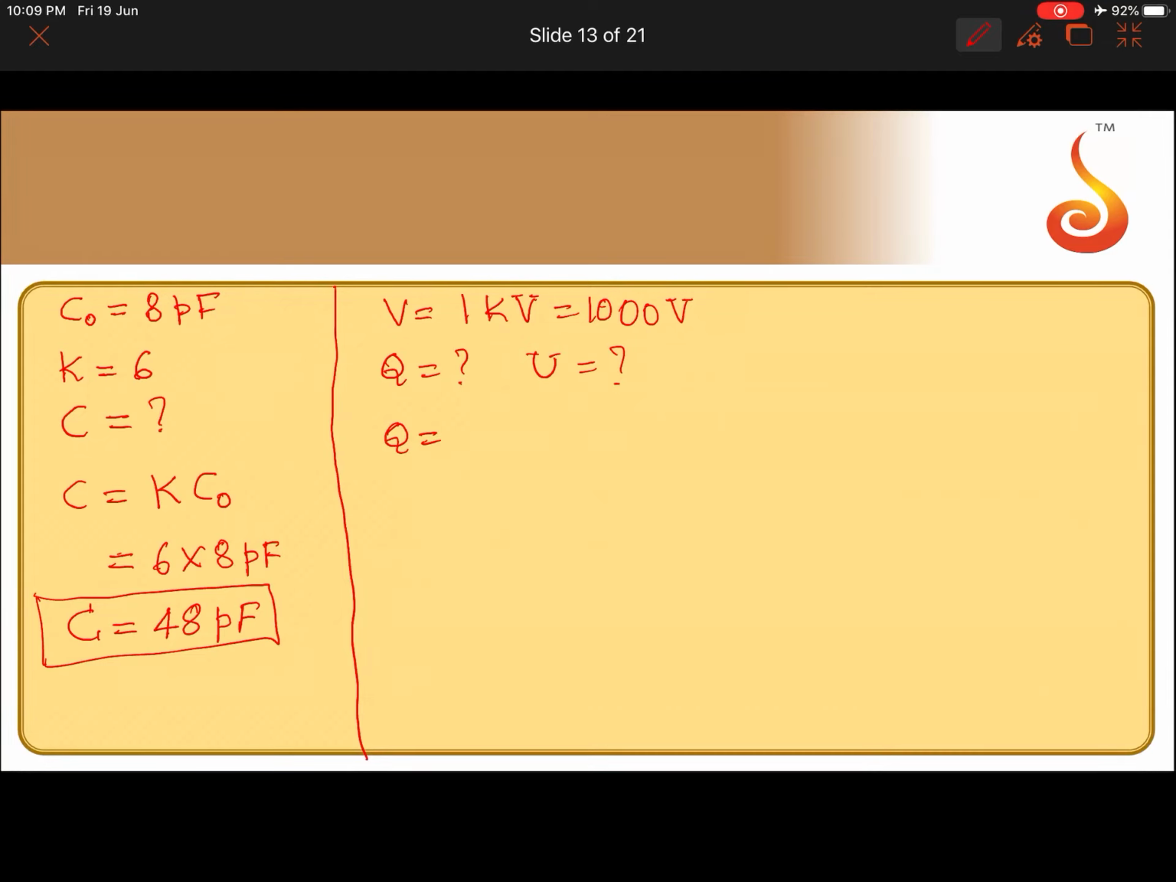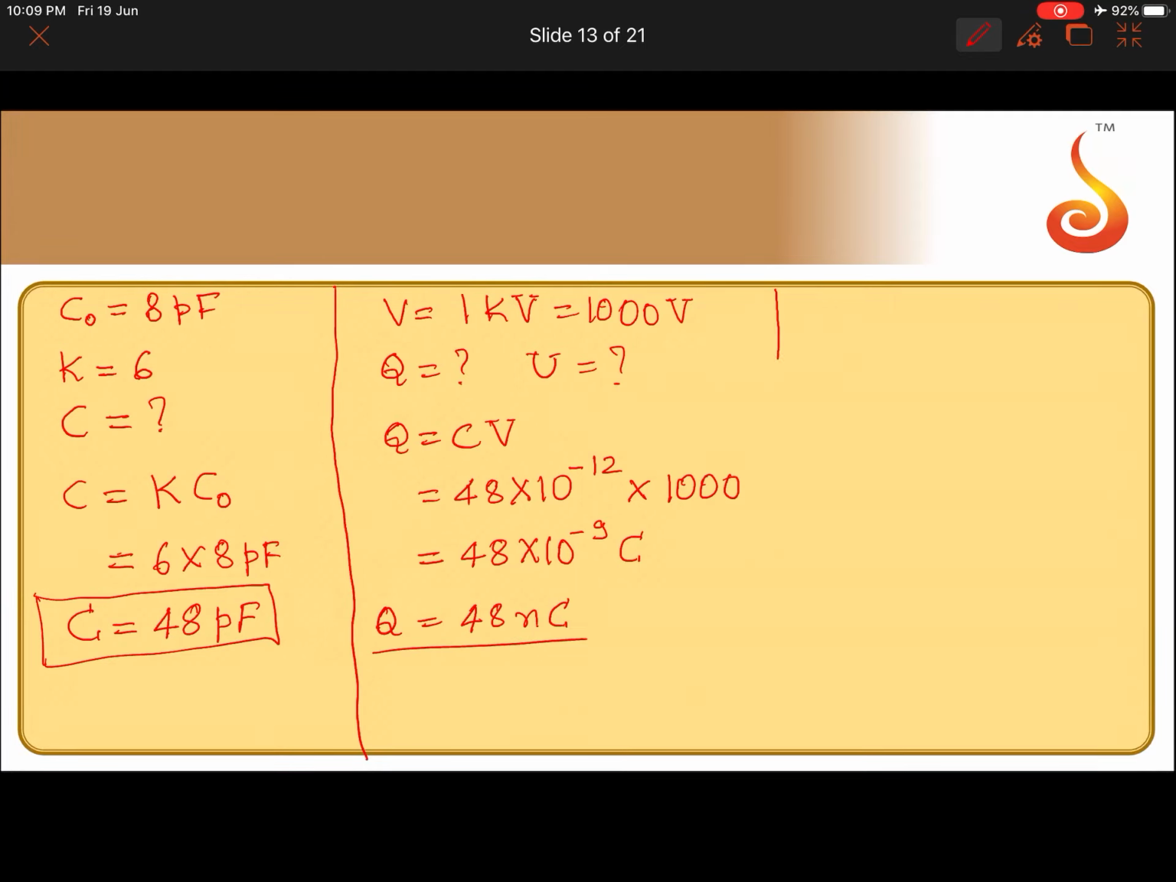So, Q is equal to C into V. Substitute here 48 picofarad, it is 10 to the power minus 12 into 1000 volt. So, that turns out to be 48 into 10 to the power minus 9 coulomb, that is 48 nanocoulomb. This is the charge stored in the capacitor.